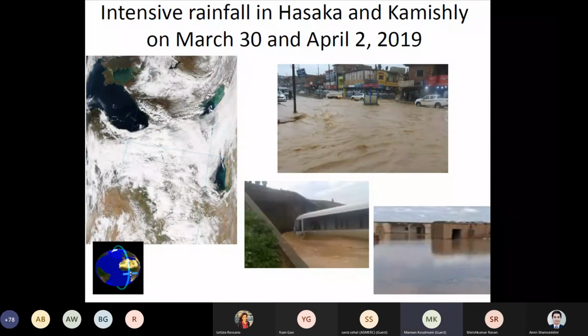Also, we had intensive rainfall in Hasaka and Qamishli on March 30 and April 2, 2020, with 7 victims. We can see the floods in this area, a van caught in the flood, and the space image with intensive clouds over this area.